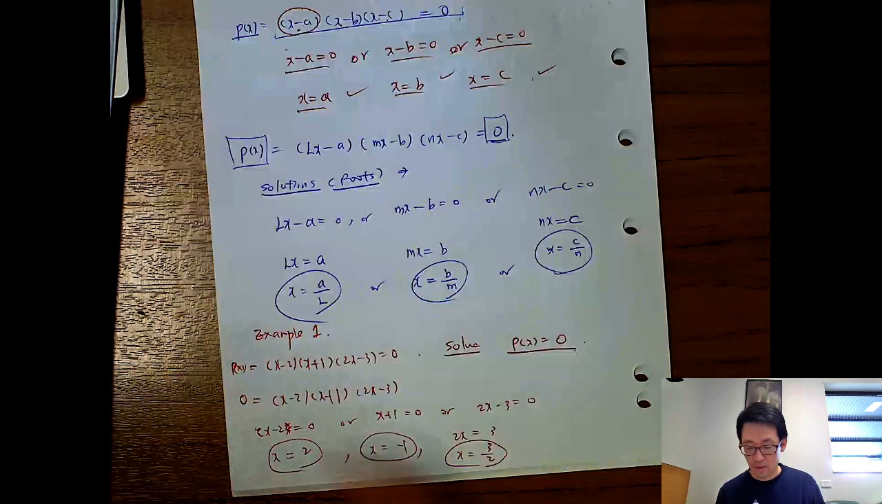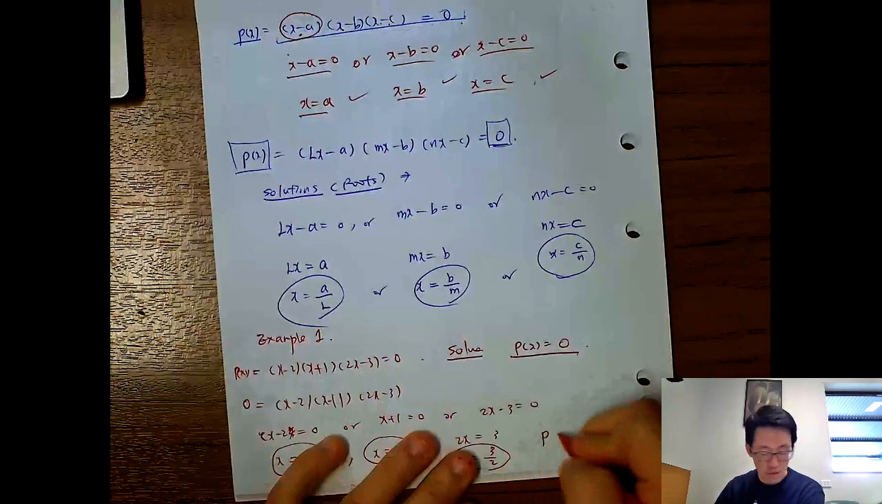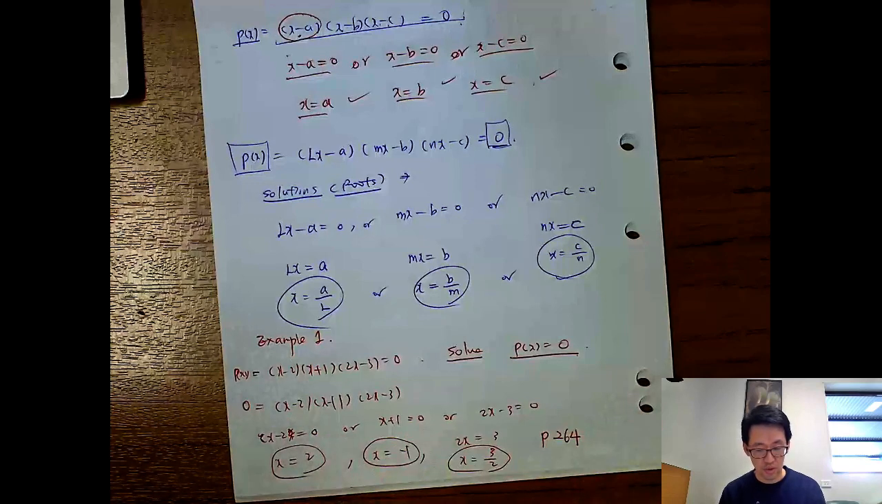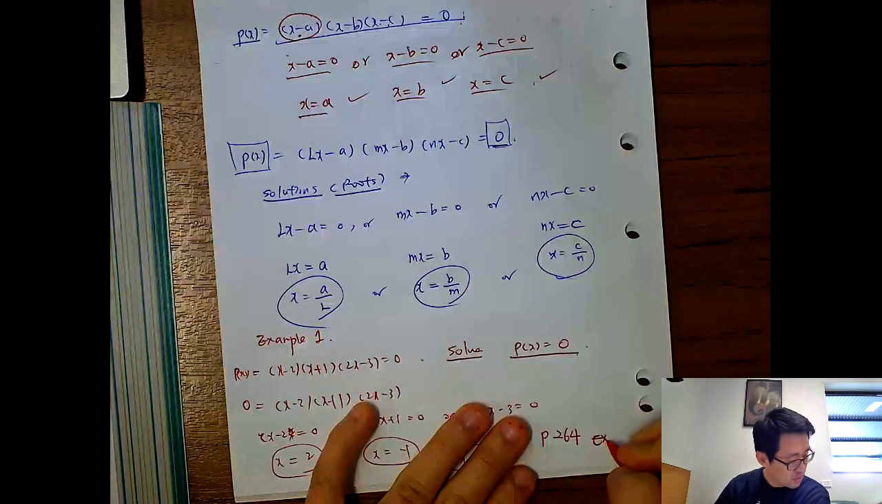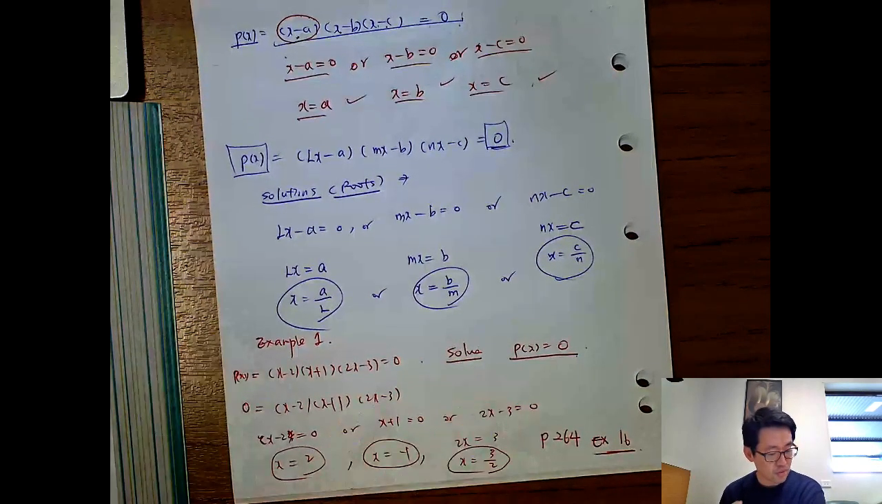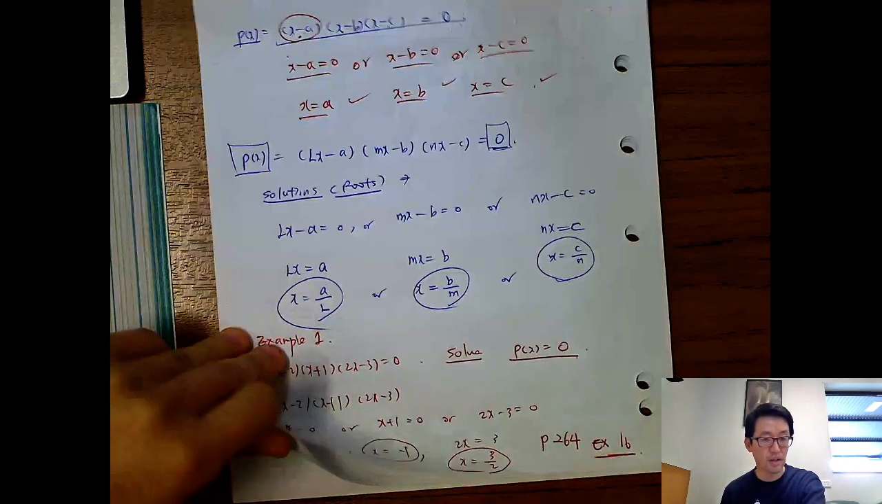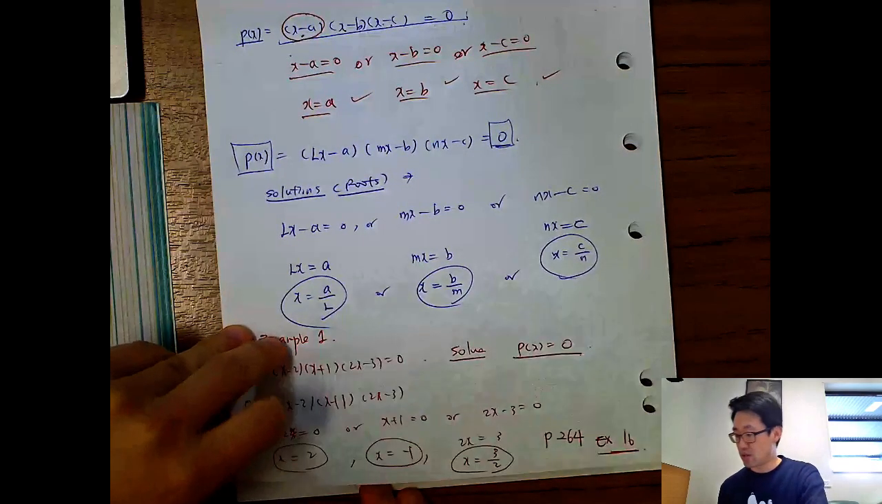Can you go to page 264, example 16. So you do that in your exercise book, page 264, example 16, which has the solutions there, but use the solve method on that question, okay? And then you compare your answer and the solution answer. Okay, after you've done that, let's go to example 2.